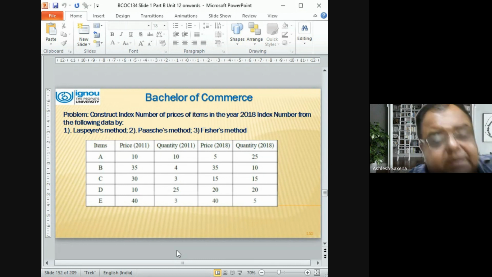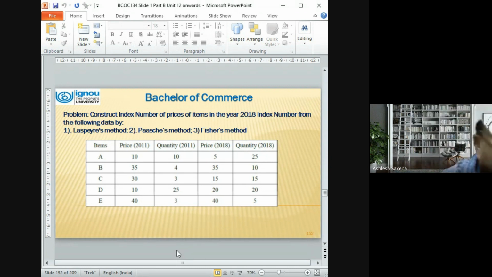Now we will see this data: price for 2011, quantity 2011, and price 2018 and quantity 2018 are given to us. Now we have to construct the index numbers of prices of items in the year 2018 from the following data. The data is given to you.